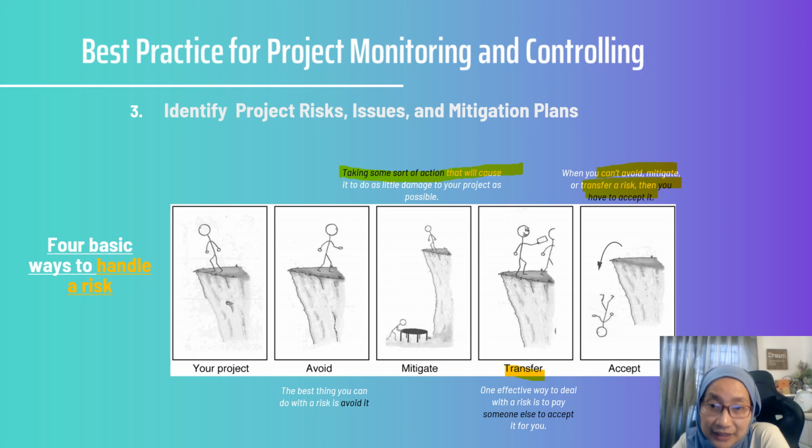So the last step, then you can just accept. If you cannot do this, all right, you have to accept it. So normally when you want to transfer your risk to others, you maybe need to pay. So it depends on your budget as well.